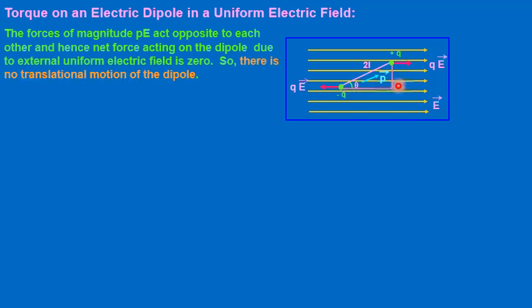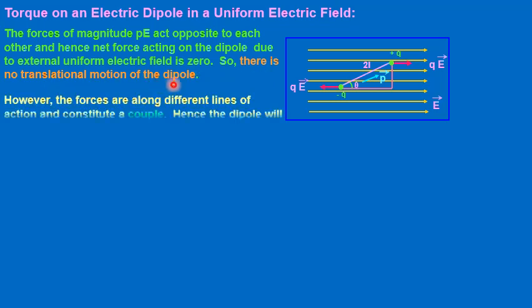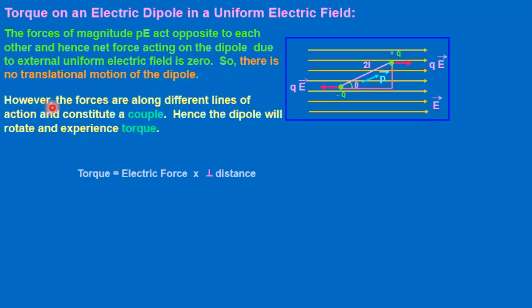Torque on an electric dipole in a uniform electric field. As we can see in this diagram, there are two charges minus Q and plus Q placed in an electric field at an angle theta. The forces of magnitude PE act opposite to each other and hence net force acting on the dipole due to external uniform field is 0. So there is no translational motion of the dipole. However, the forces are along different lines of action and constitute a couple. Hence the dipole will rotate and experience torque.